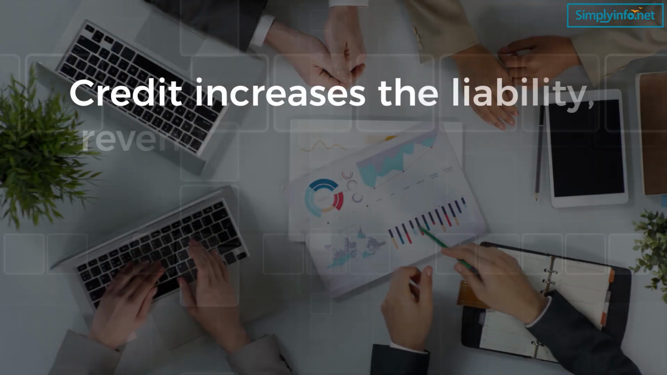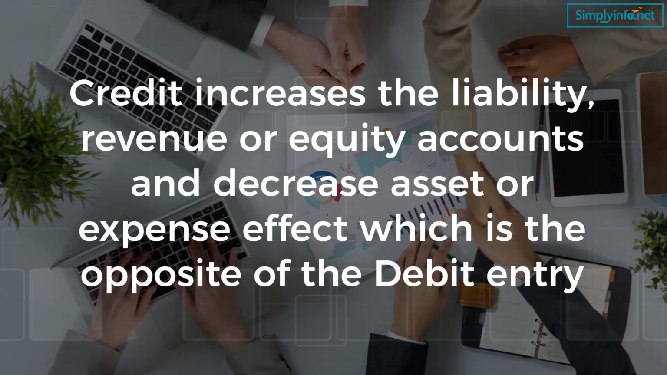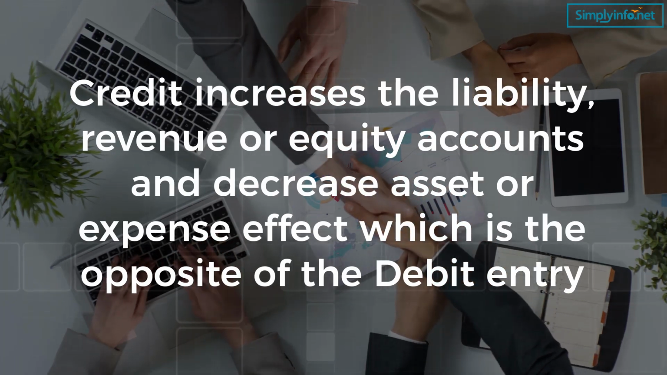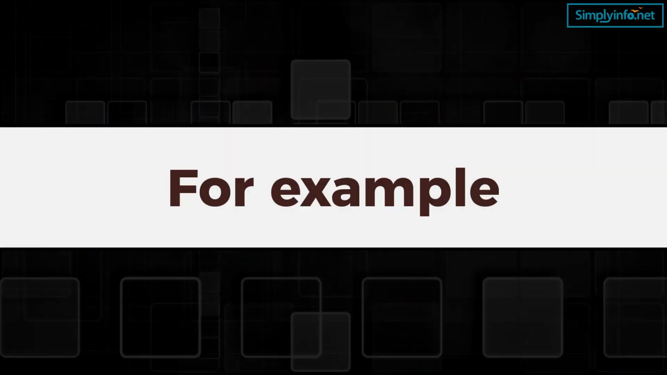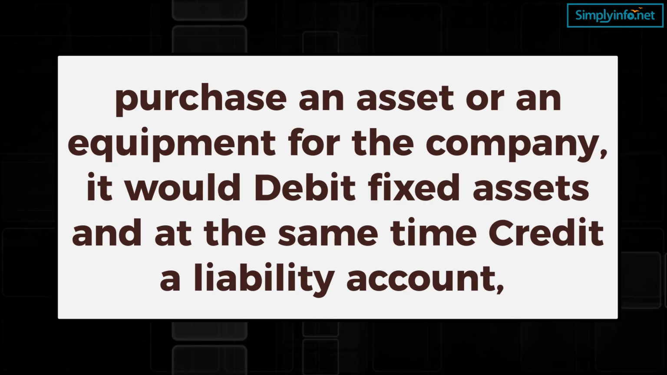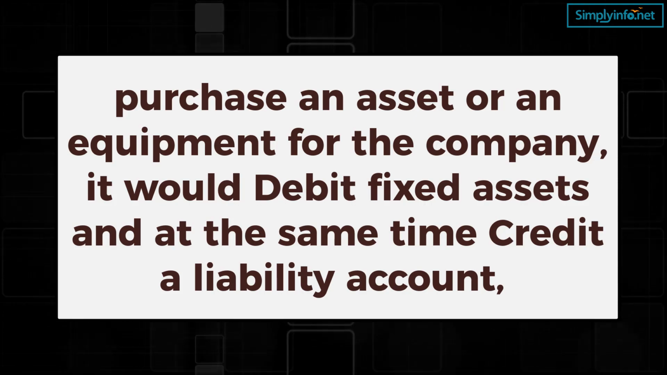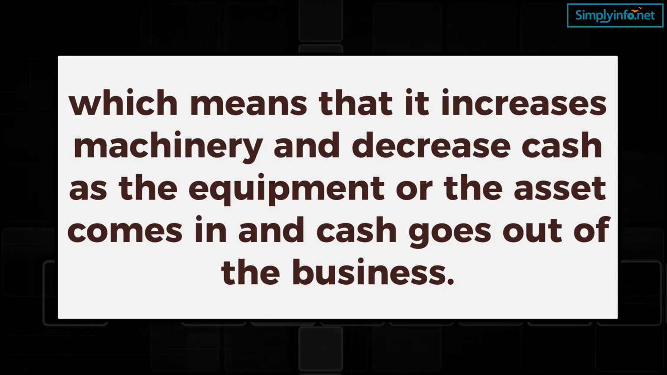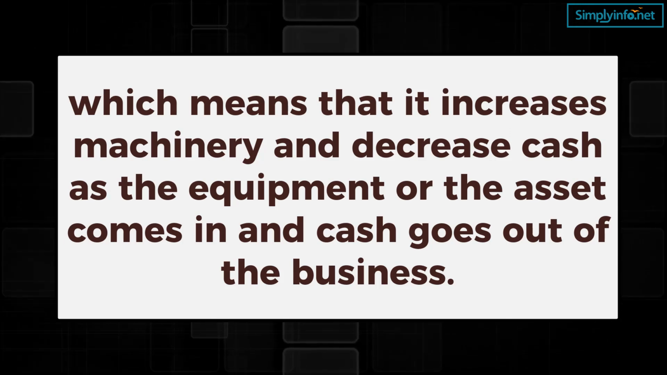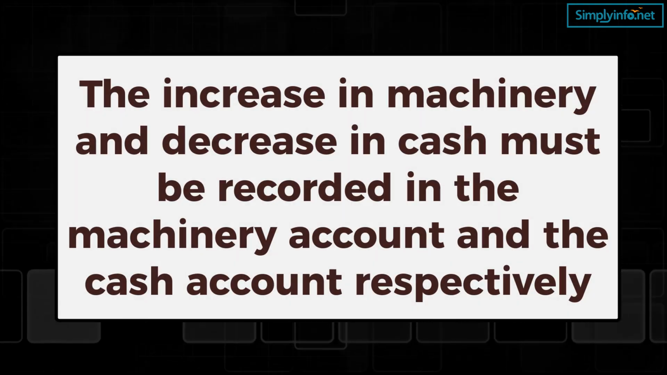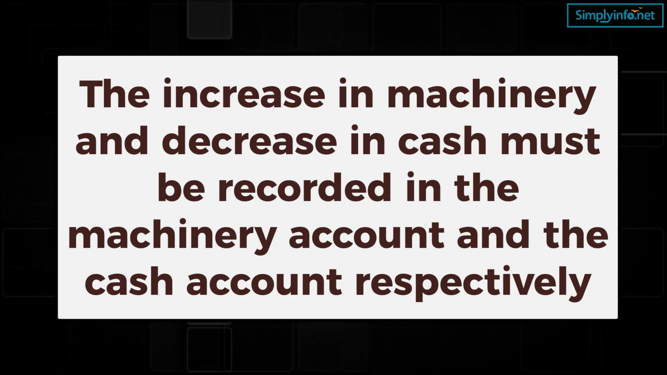Credit increases the liability, revenue or equity accounts and decreases asset or expense effect, which is the opposite of the debit entry. So the debits are balanced by the credits as they both work in opposite directions. For example, if we purchase an asset or an equipment for the company, it would debit fixed assets and at the same time credit a liability account, which means that it increases machinery and decreases cash as the equipment or the asset comes in and cash goes out of the business. The increase in machinery and decrease in cash must be recorded in the machinery account and the cash account respectively.